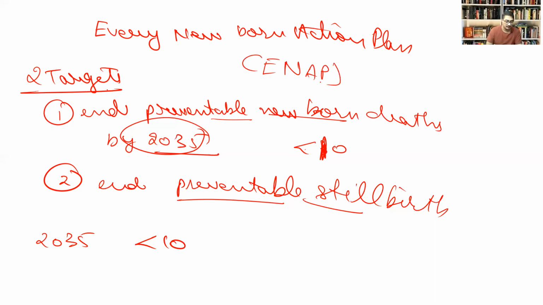It is a collaborative effort of WHO and UNICEF. So these were its two targets. Now there are 5 strategic objectives. How will you prevent this much mortality? There is a package of interventions, and these packages of interventions have the highest impact.